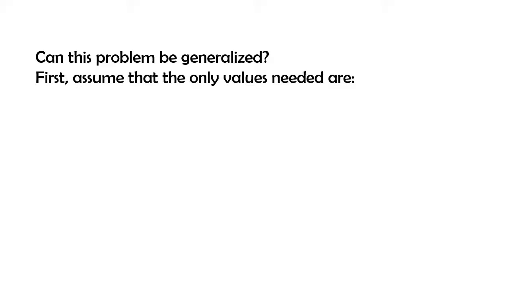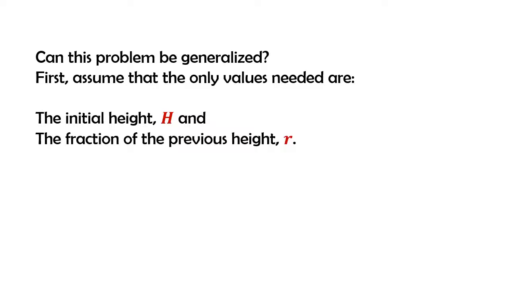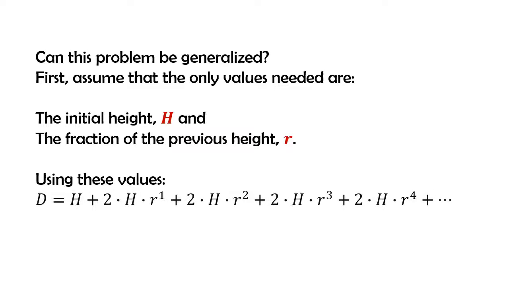So the question is, can this problem be generalized to put in any values for the initial height and the common ratio, or the fraction that it bounces? So we're going to assume that all we need are those two things, the initial height and the fraction of the previous height, which we could also call the common ratio. Using these values, we can write the expression as follows.